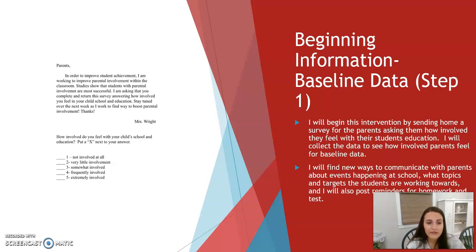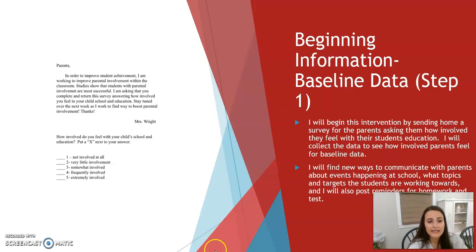So if you look over here to the left, I have the letter that I first sent home to the parents, and it said, "Parents, in order to improve student achievement, I'm working to improve parental involvement within the classroom. Studies show that students with parental involvement are most successful. I'm asking that you complete and return the survey answering how involved you feel in your child's school and education. Stay tuned over the next week as I work to find ways to boost parental involvement.